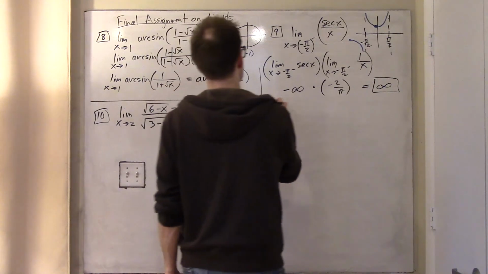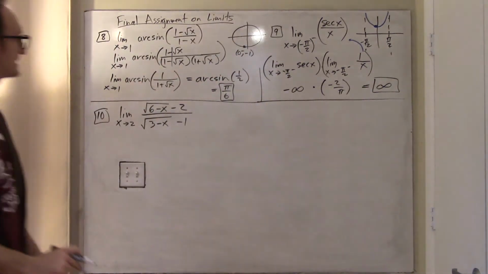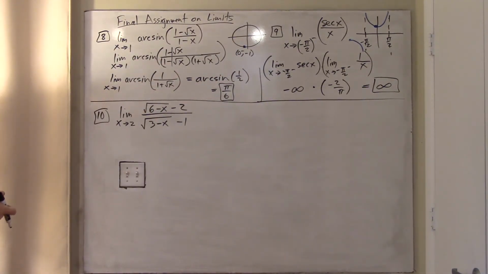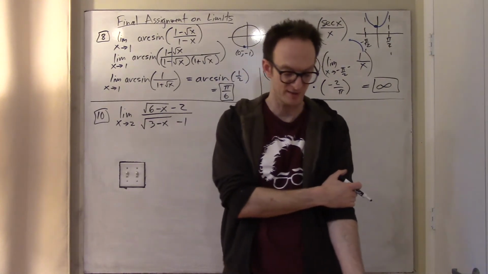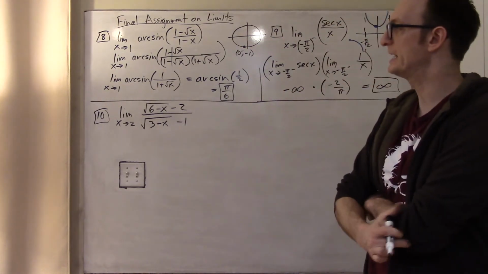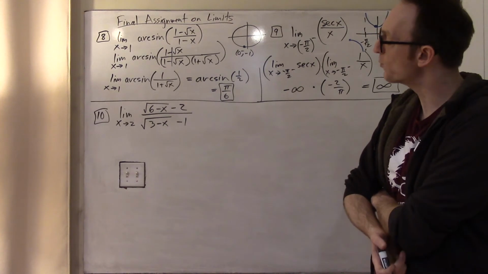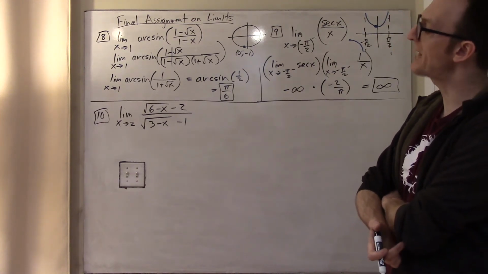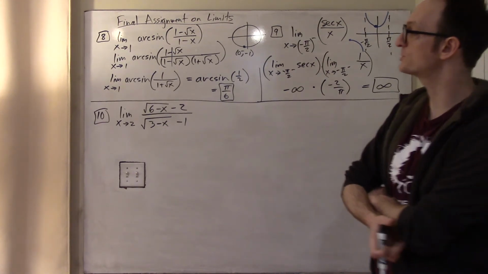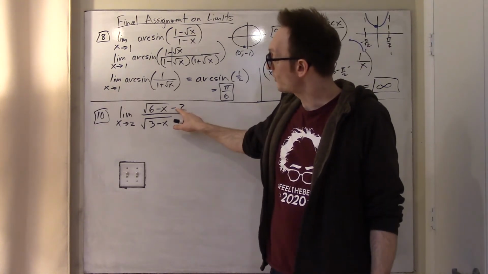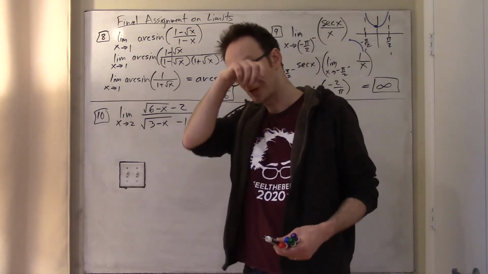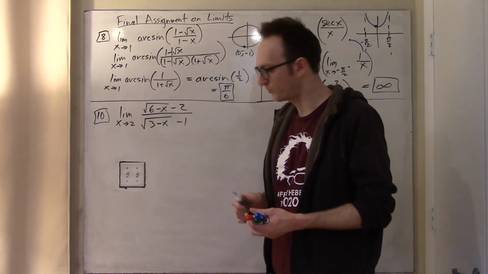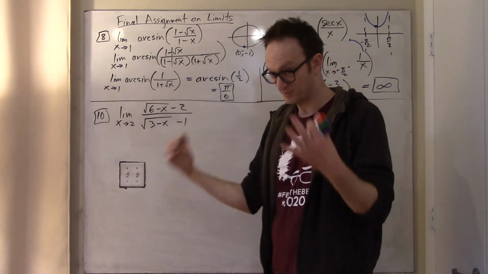Okay, number 10. The limit as x approaches 2 of root 6 minus x minus 2 over root 3 minus x minus 1. Alright, this is just a kind of algebraically difficult, obnoxiously hard problem. We've done problems like this before, but not exactly like this. Of course, if you plug in 2, then you get a 0 on the top and 0 on the bottom. And if you've been really following everything that we've been doing with multiplying by the conjugate, you will recognize that I need to multiply by the conjugate here.